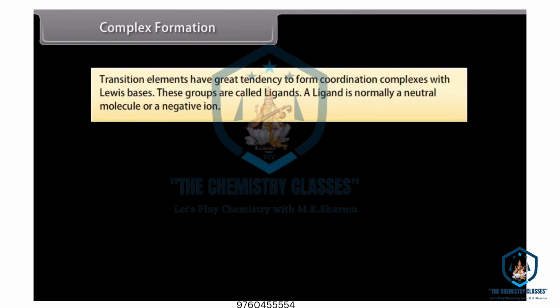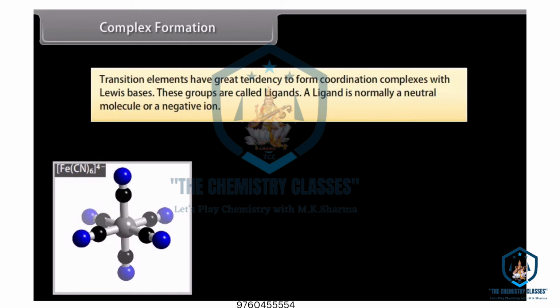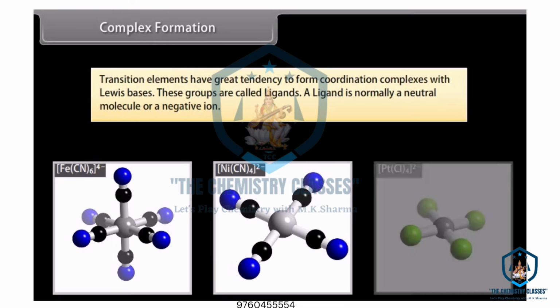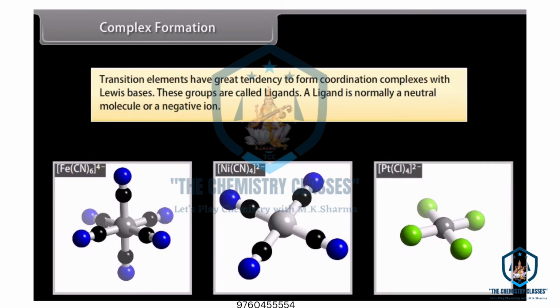Complex formation. Transition elements have great tendency to form coordination complexes with Lewis bases. These groups are called ligands. A ligand is normally a neutral molecule or a negative ion. For example, [Fe(CN)6]4−, [Ni(CN)4]2−, and [PtCl4]2−.